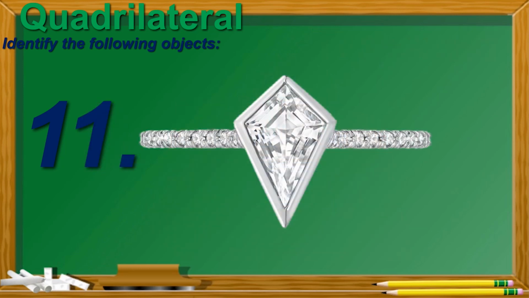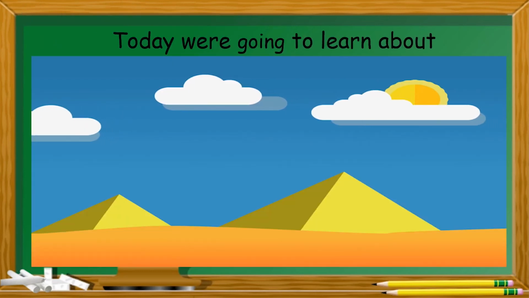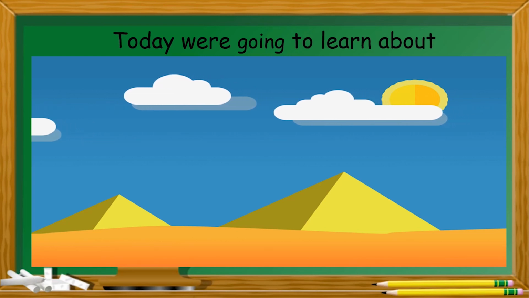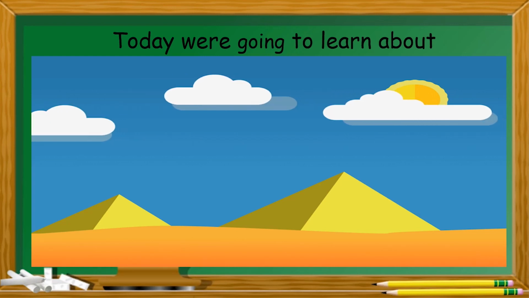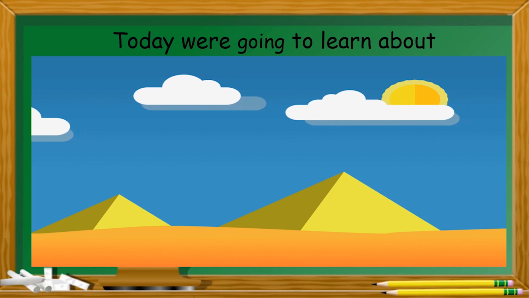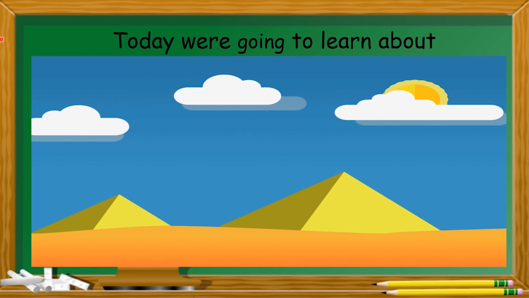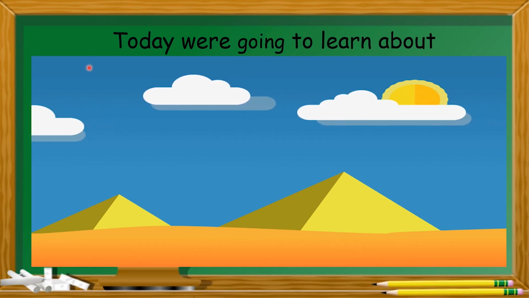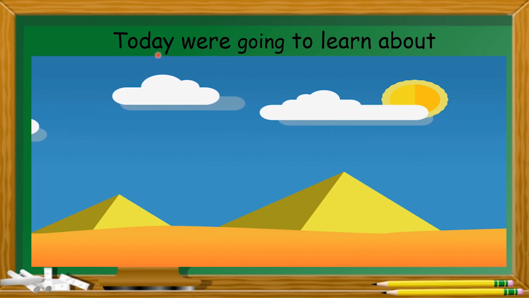Number 11. A ring. What shape is this? A kite. Very good. Next. Okay, so that is our review for our last lesson that we had. Okay, let us continue on.